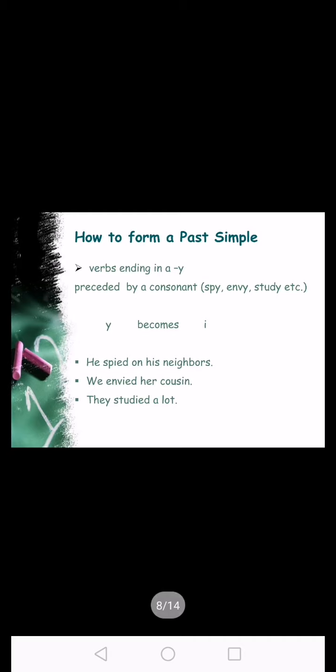If the verb ends in a consonant and y, you change y into i and add ed. Examples: he spied on his neighbors. They studied a lot.